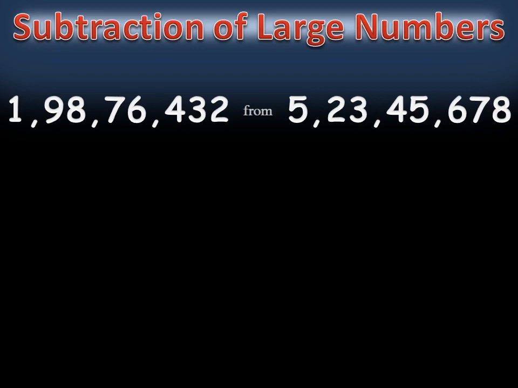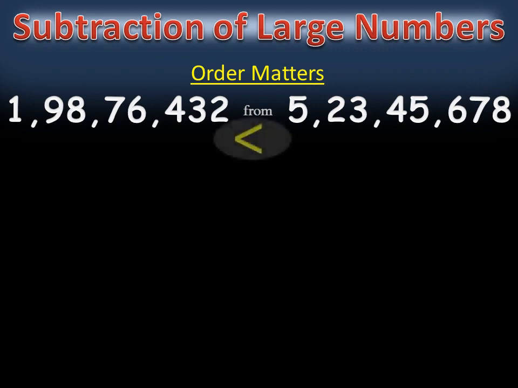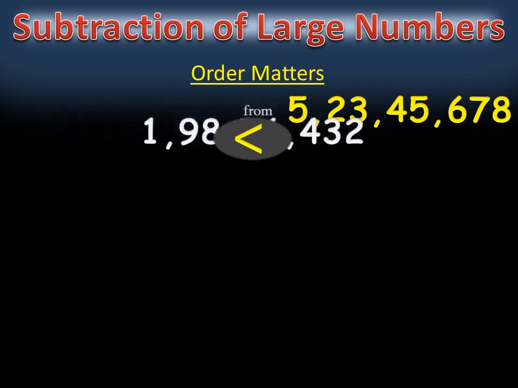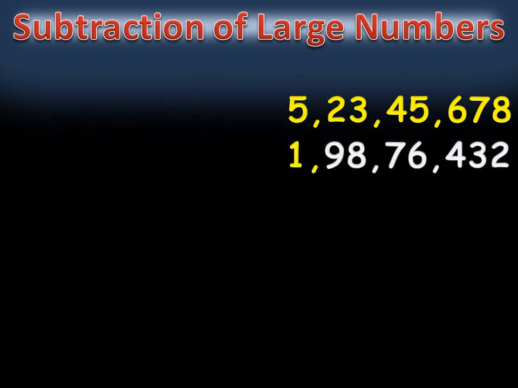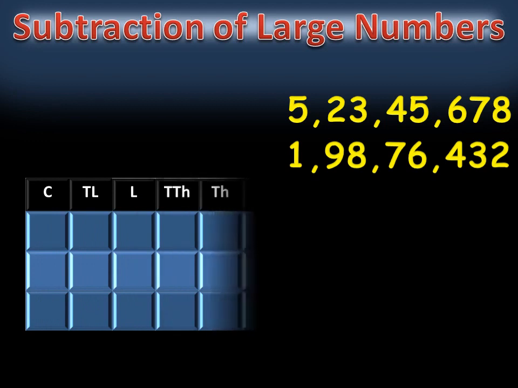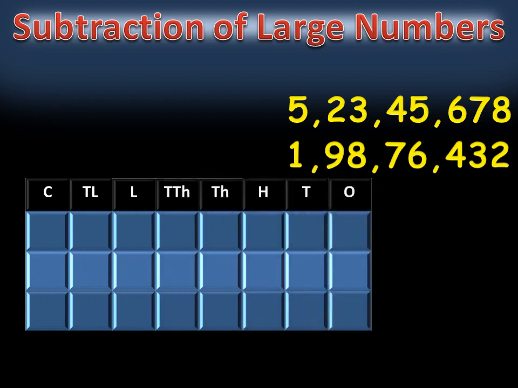In large number subtraction, it is important to remember that order matters, especially when you are writing your question. You have to make sure that the bigger number is always on top. See, the periods have been separated with commas in the Indian system. Okay, first arrange the large numbers in a place value table to find the answer.